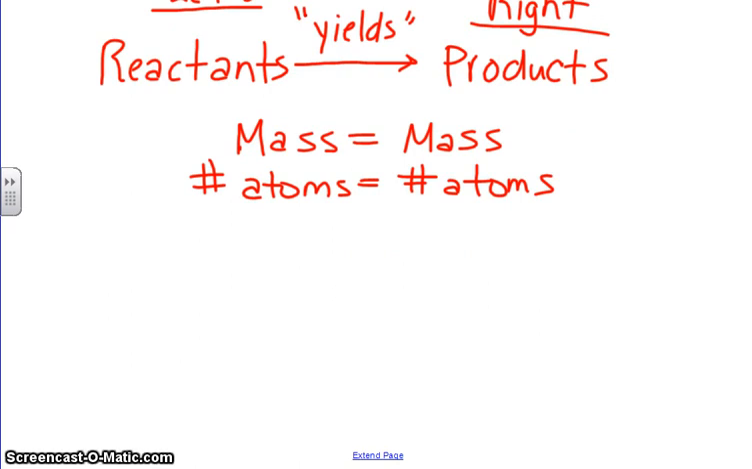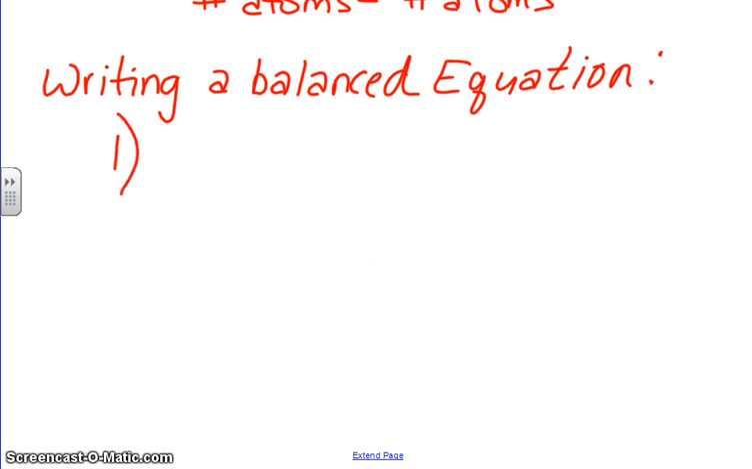there are some steps we've been following to writing a balanced equation. And so a balanced equation, we call that whole thing, the reactant, yield, product, we call that whole thing a chemical equation. Okay? So when we do that, the first step, and this should be a review because we've already done it, but you can write this down so you can come back to it.